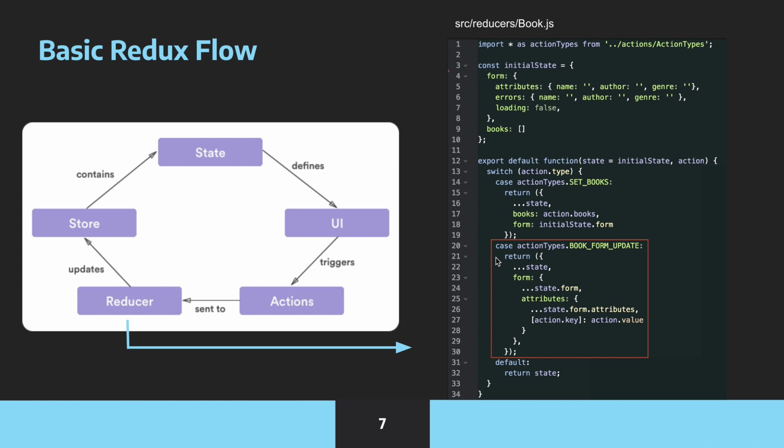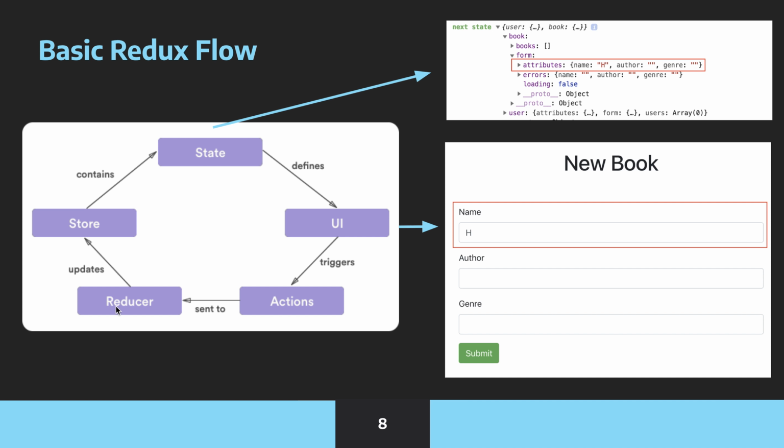And it basically says return the existing state with the form updated, with the attributes updated to have action.key is going to equal action.value. So action is how you get any of the additional data that you passed into the reducer. So you see action.type, action.key, action.value. And this syntax is used to say update action.key. If you put brackets around that, that's going to say update this value, or update this attribute with this value. So the next state is going to contain our updated attribute.